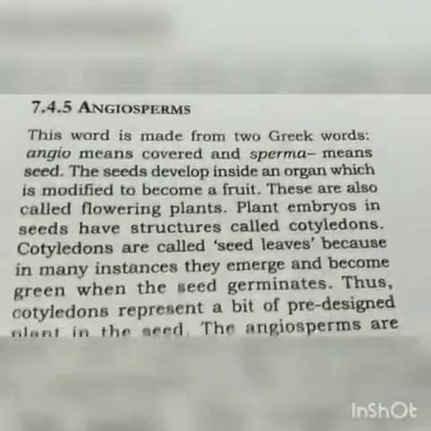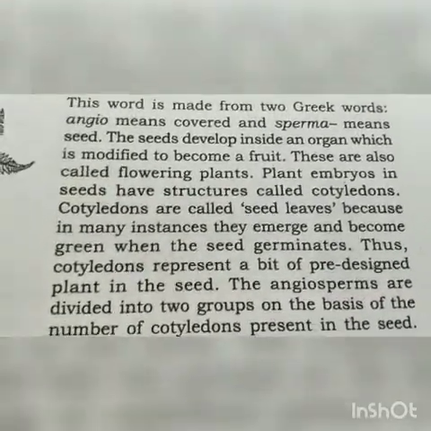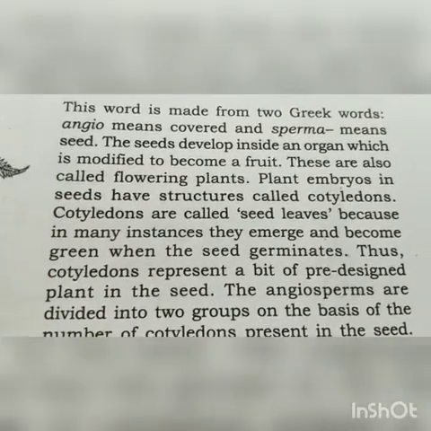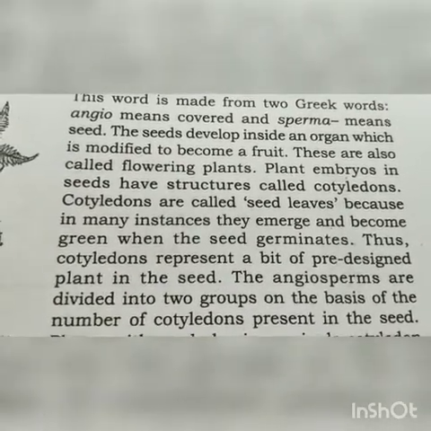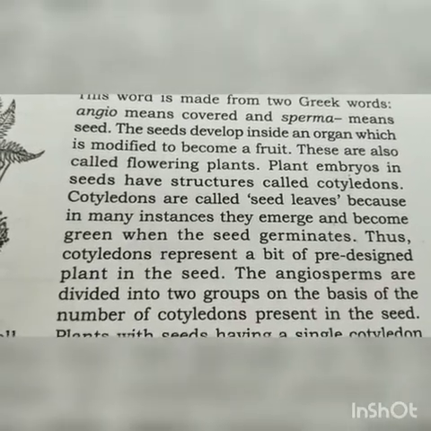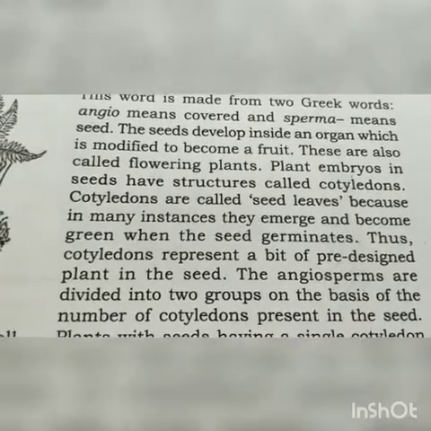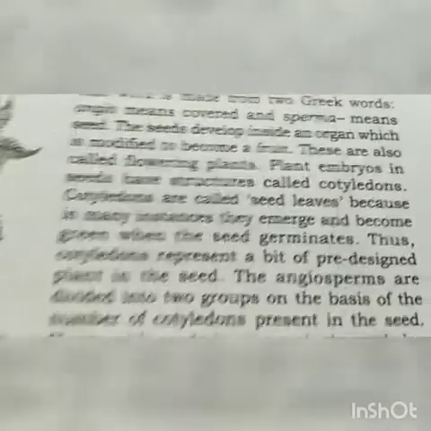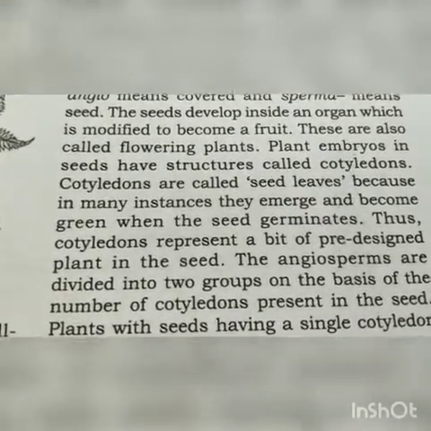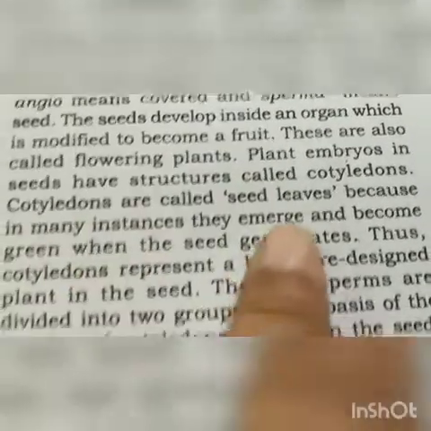Maybe you have seen that one pea, one single seed, and from the middle of that, one outgrowth will come out when they grow into plants. When you break the pea, then you will get two halves. Okay, so that's called the cotyledons. Cotyledons are called seed leaves.